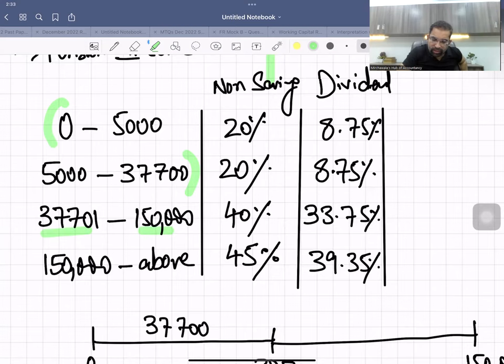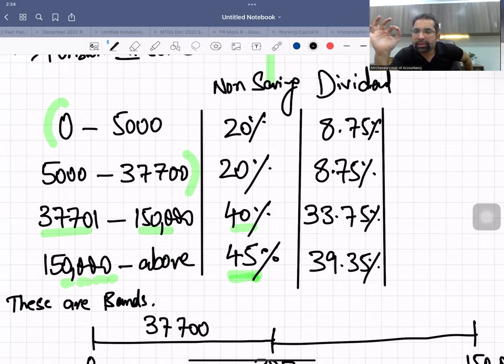Now, don't forget, these are bands. What do you mean by bands? For example, if a person is earning 200,000, out of this 200,000, the first 37,700 will be taxed at 20%. The additional income will be taxed at 40%. And then the additional income above 150,000 will be taxed at 45%. This is how it works.